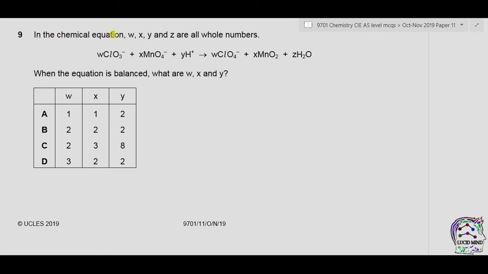Question number 9. In the chemical equation W, X, Y and Z are all whole numbers. We have this equation. When the equation is balanced, what are W, X and Y? We can see that this equation is a redox reaction and the medium is acid. Let's balance this redox equation. We will follow these steps. First is to write half equations.